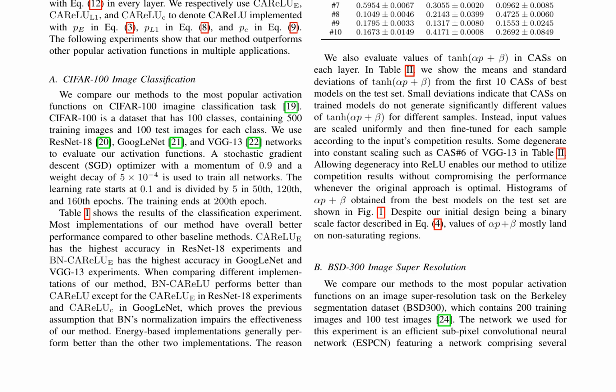In the BSD300 image super-resolution experiment, an efficient sub-pixel convolutional neural network, ESPCN, is used to compare CAReLU with other popular activation functions. The results demonstrate the effectiveness of CAReLU in this task. The experiments validate the assumption that CAReLU can improve the performance of deep neural networks in various applications. The findings suggest that CAReLU can be a valuable tool for deep learning researchers and practitioners.